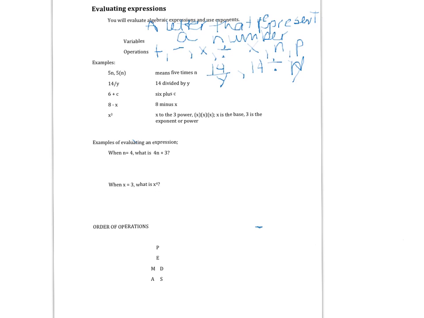x with a little 3 means x to the power of 3, or x times x times x. In this expression, x is called the base and 3 is the exponent or the power.